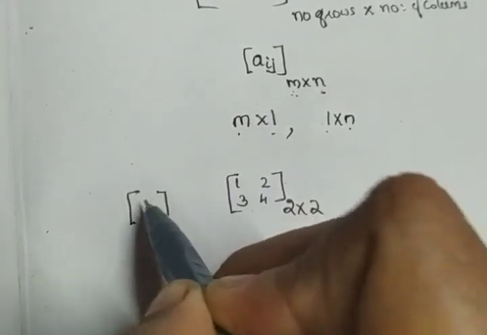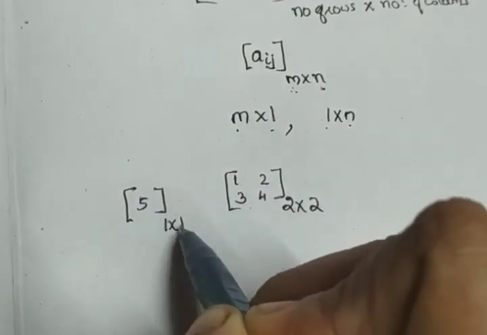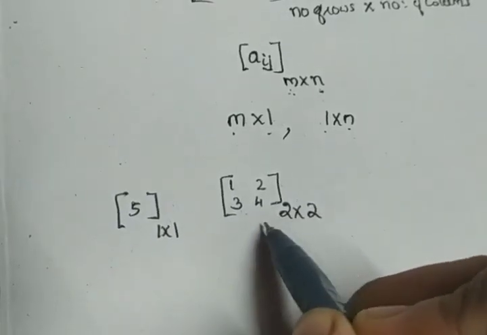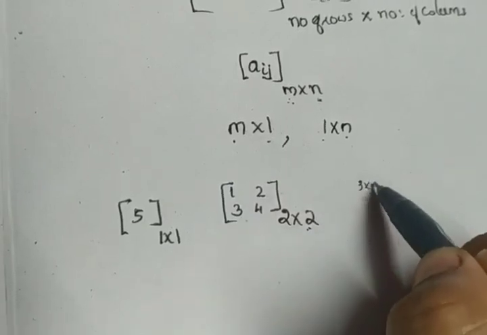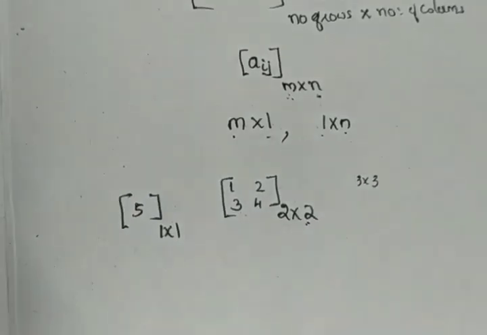This matrix, if I am taking, it's of order 1 by 1. This is also a square matrix, but usually we used to take the least format as the 2 by 2 matrix. 3 by 3 can be the order of a square matrix. 4 by 4 can be the order of a square matrix.